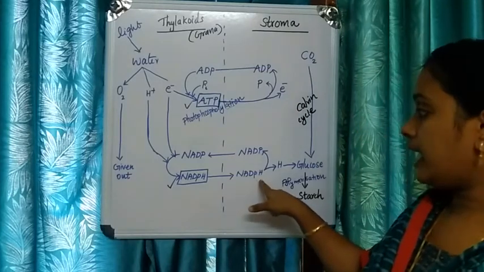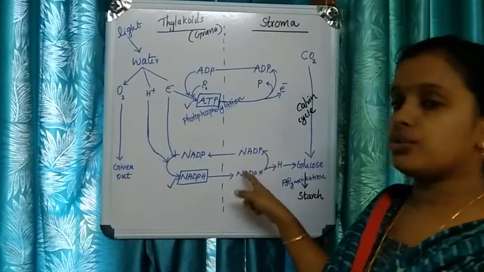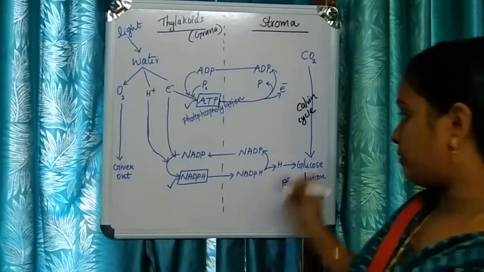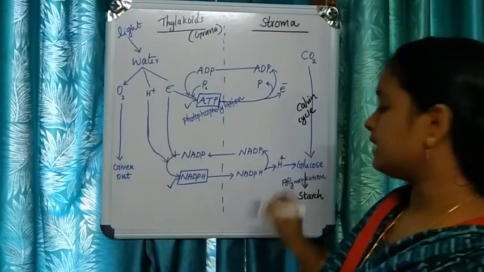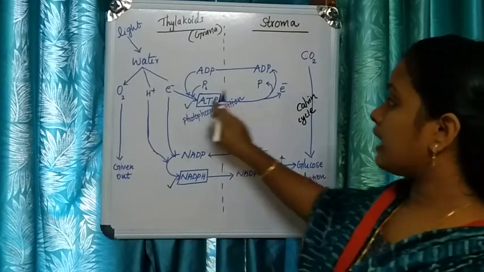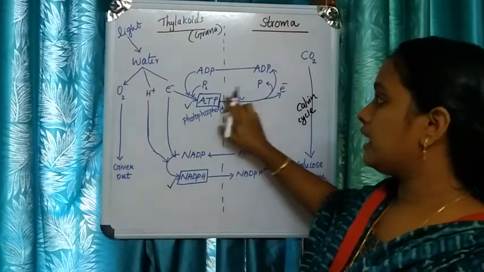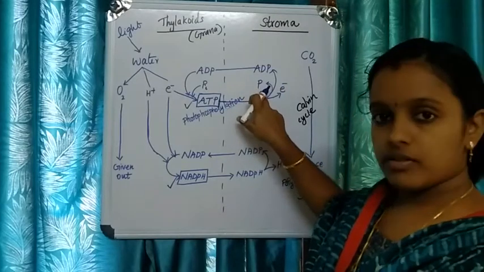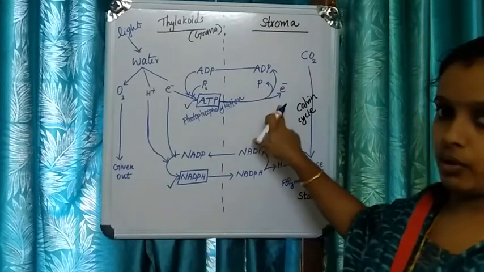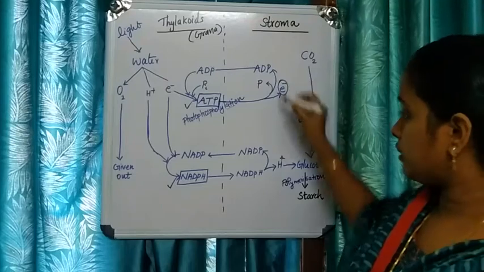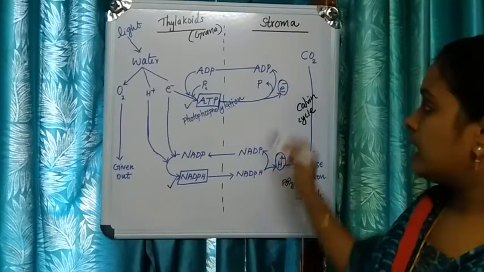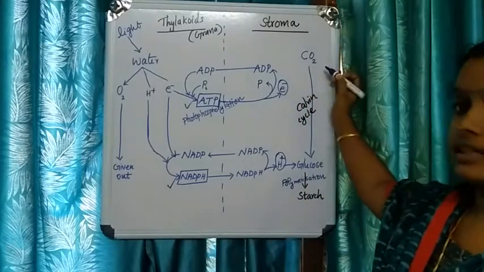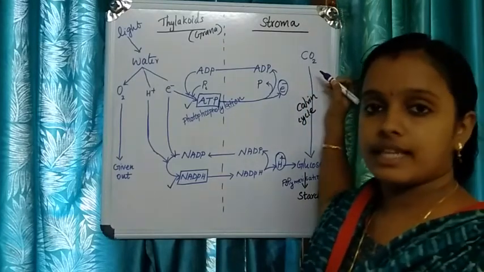Here the NADPH is split into NADP and it will release hydrogen ion. Here ATP splits into ADP, inorganic phosphate, and electron. So here we have free electron and hydrogen. These two are combined with carbon dioxide, another raw material of this reaction.